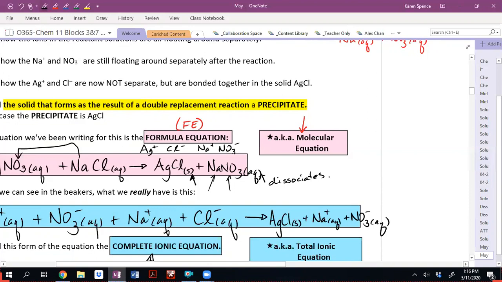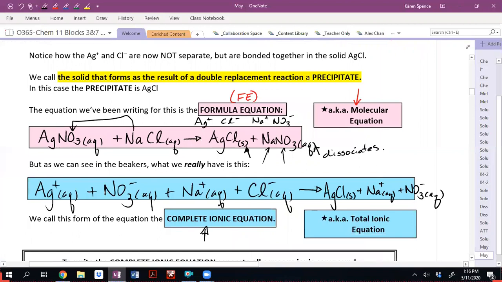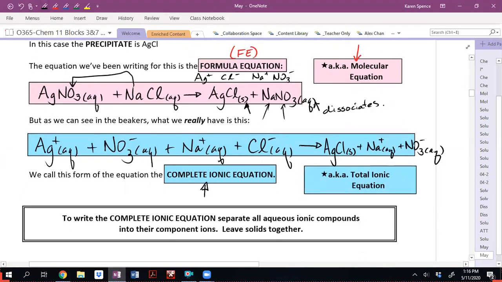Okay, this particular form includes all of the ions. So it is complete. So we call it a complete ionic equation. In some of those videos I told you about, if you want extra help over the week, they call it the total ionic equation, or sometimes even just the ionic equation. So when you want to write the complete ionic equation, you are going to separate all the aqueous ionic compounds into their component ions, but you're going to leave the solids alone.